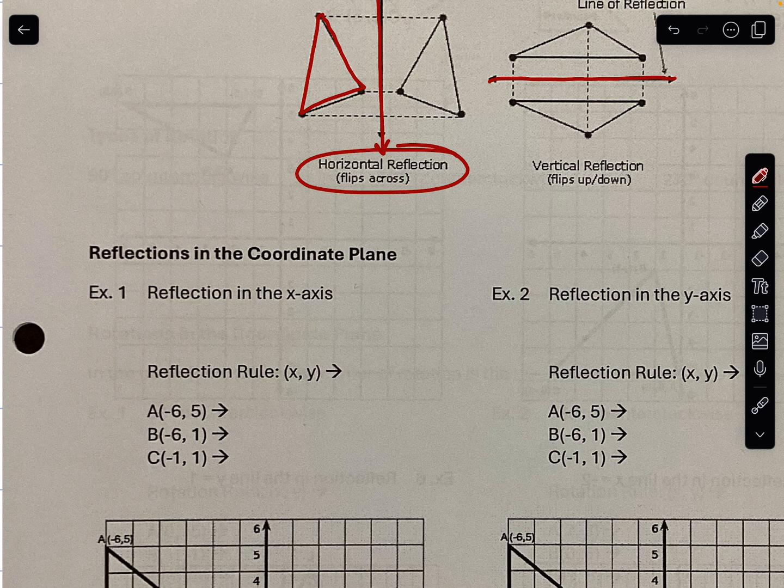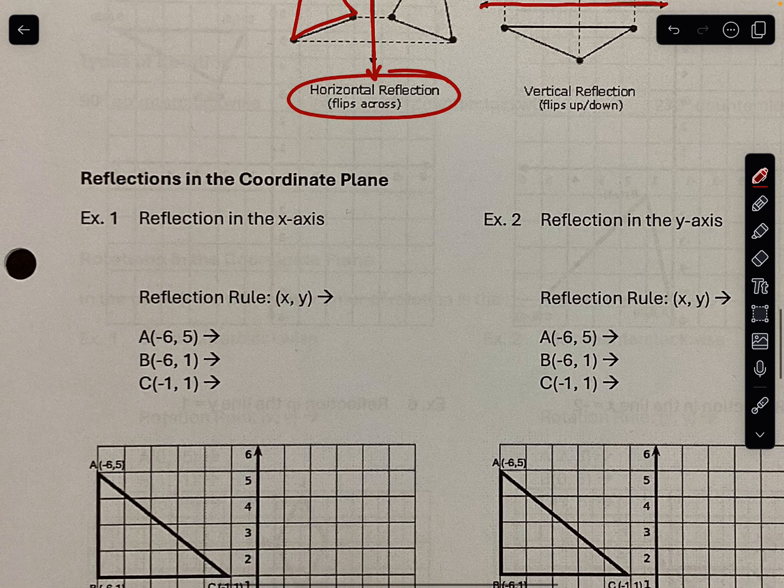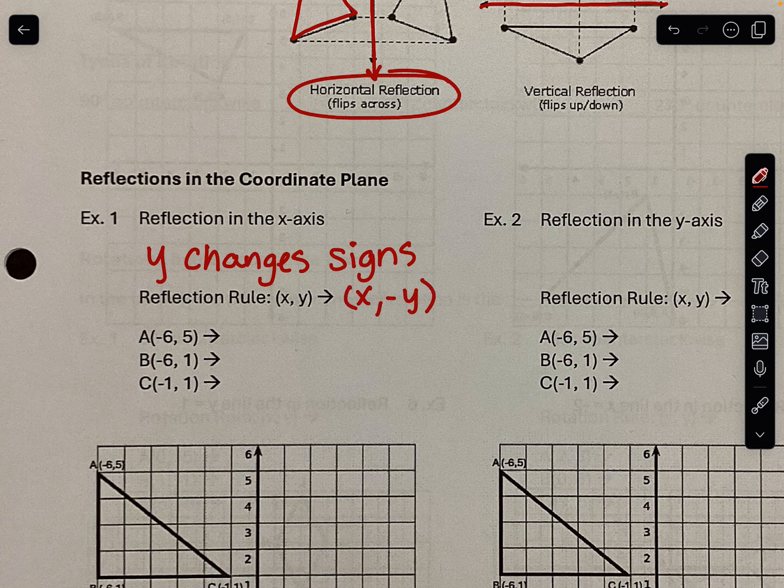All right, so here are some rules for us. We'll go through some examples, hopefully make it easy for you. A reflection in the x-axis, all that happens is our y changes signs. So specifically, if we're talking about ordered pairs and it's saying we're reflecting across the x-axis, all we're going to do is change the y value to its opposite. So now we would call this x and negative y.